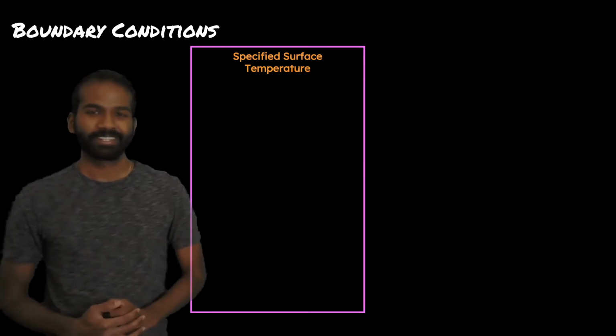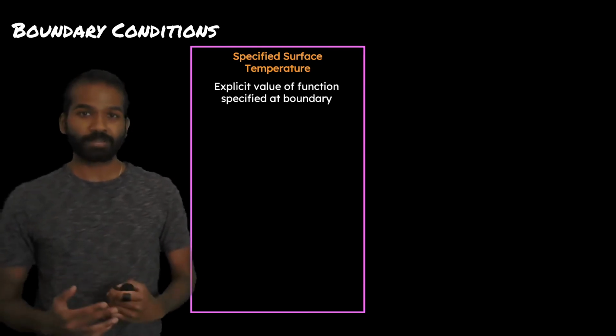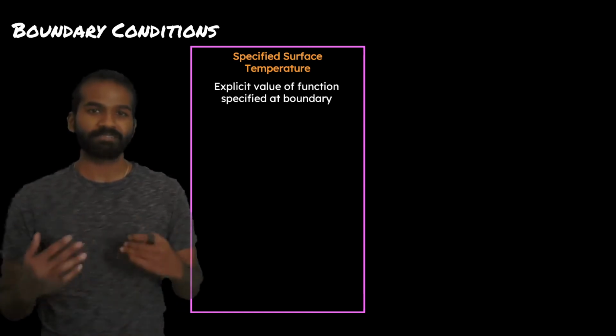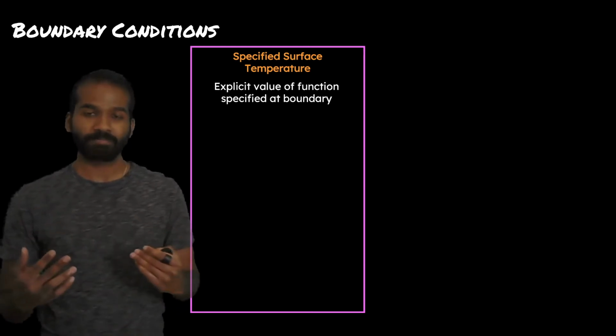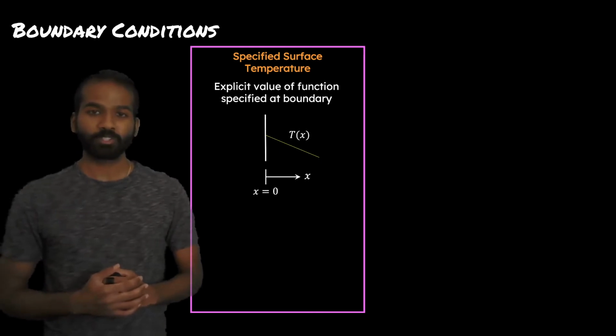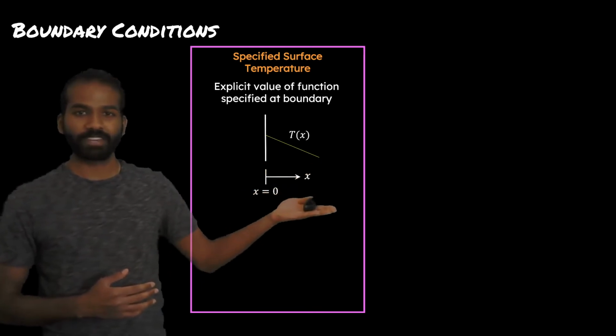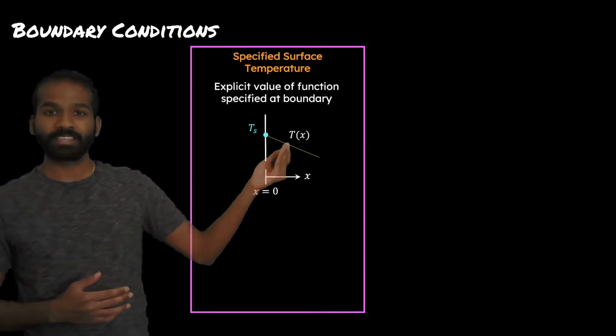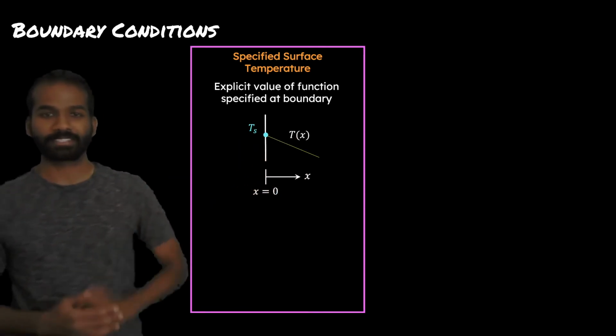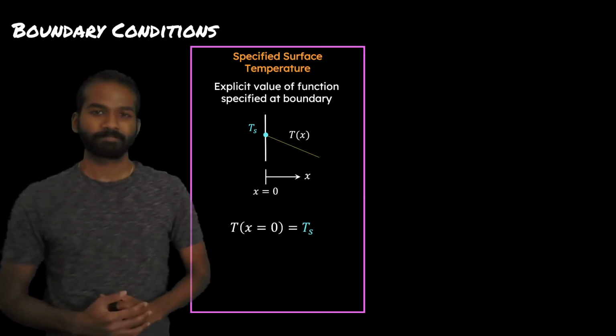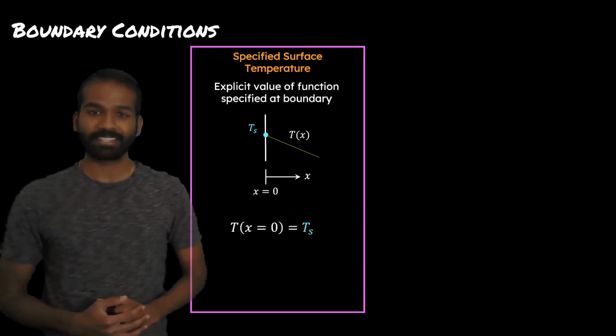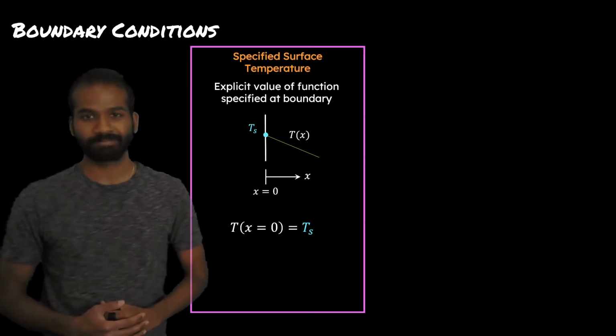Although we've already seen how to apply boundary conditions to solve problems in heat transfer, we're going to take a moment now to formalize that knowledge and in the process, introduce a new type of boundary condition. So far, we looked at just specifying the surface temperature. This is giving an explicit value of the function at the boundary. So imagine we have a temperature distribution T of x, and at the interface at x equals 0, we say that we have a temperature of T sub s. Mathematically, we're saying that T at x equals 0 equals T sub s.